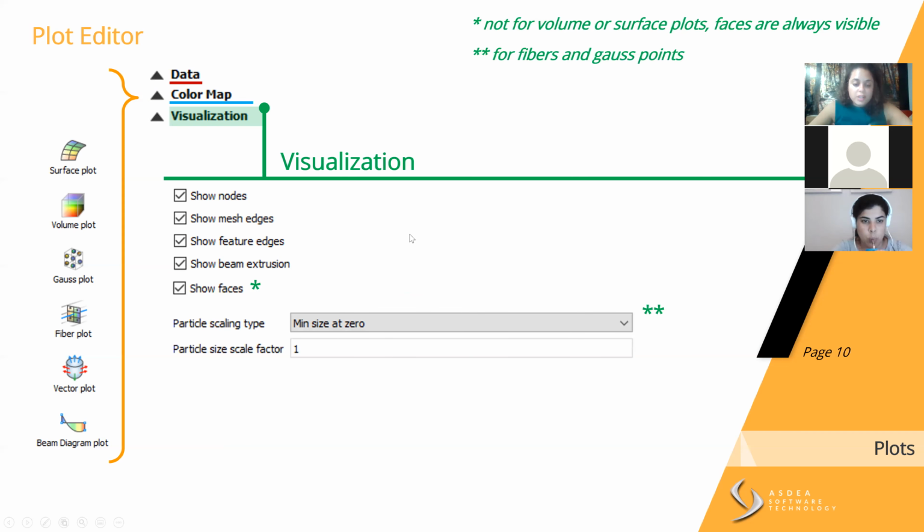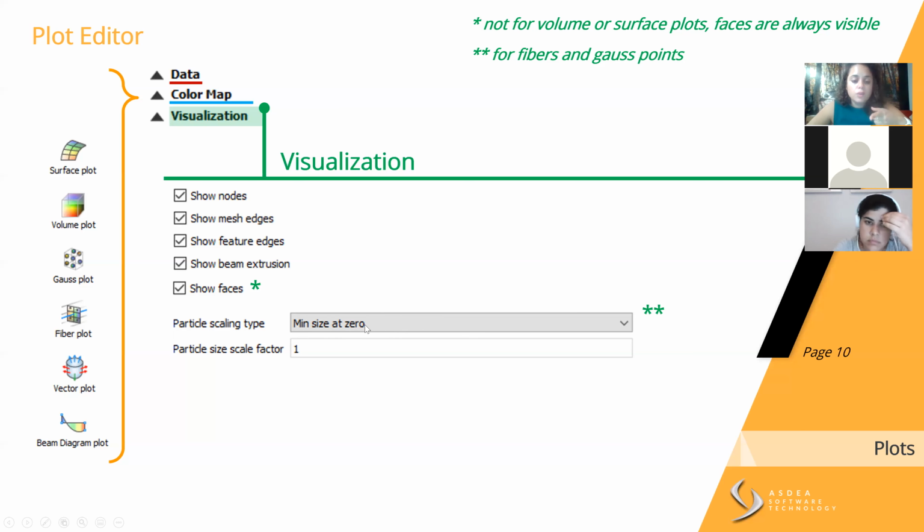You can also define scaling of the particle and scaling size factor. This is very useful for fibers and Gauss points because sometimes they are very small and sometimes they're very big based on the results that you see. And it can be useful to define the bigger or smaller size based on the size of your model. Just be careful with the minimum size at 0, because there are 4 options here: constant, maximum size at minimum value, minimum size at maximum value, etc. And then there's also minimum size at 0.